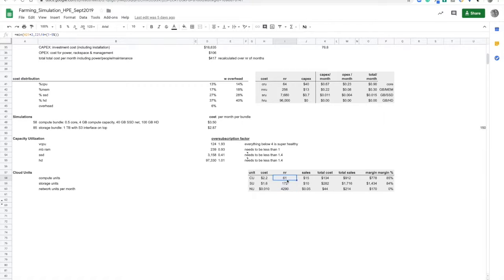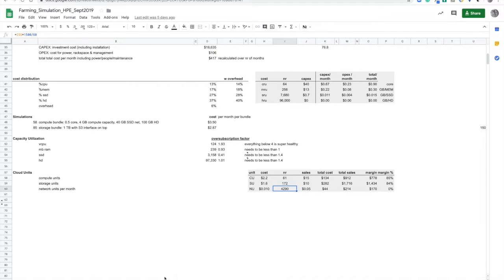So this particular box will present 61 compute units. That's a combination of both cores and memory. It will have 172 storage units, which is a combination of SSD and HDD. And in order to use that in a way that we see fit, you need 40 to 190 network units to push data in and out, which makes the box usable on the grid.